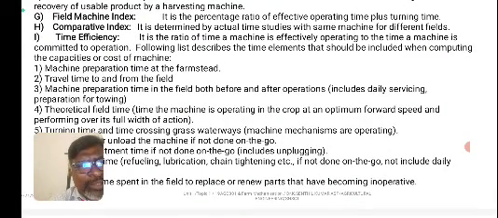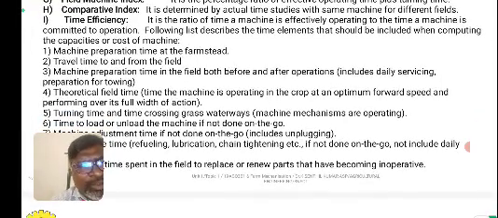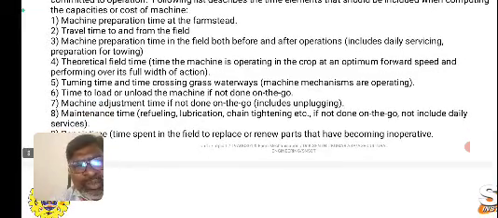The following list describes the time elements that should be included when computing the capacities or cost of machine. There is machine preparation time at the farm shed, travel time to and from the field, and machine preparation time in the field both before and after operations, which includes daily servicing, preparation for towing, etc. Theoretical field time is the time the machine is operated in the crop at the optimum forward speed and performing over its full width of action. Turning time and time crossing grass waterways, that is when machine mechanisms are operating. Time to load as well as unload the machine, if not done on the go, at the start we will do these operations.